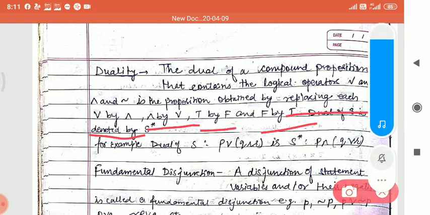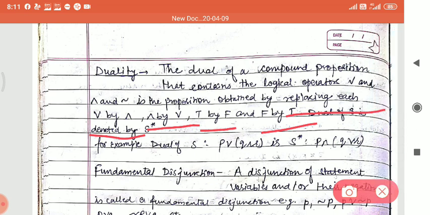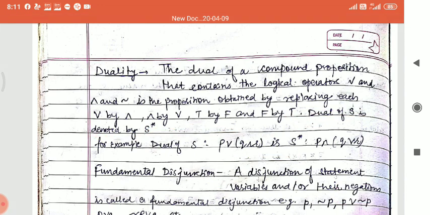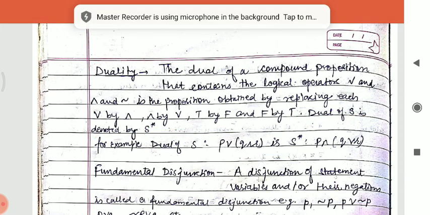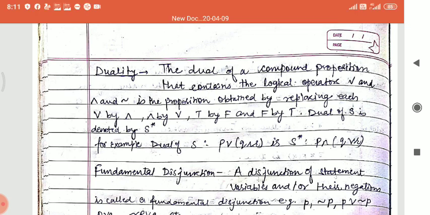In this case, you can see the example of the dual of S. S is one expression that contains disjunction and conjunction. Then disjunction will be converted to conjunction and conjunction will be converted to disjunction. If an expression contains true or false, they are reversed, meaning true by false and false by true. One important thing is that you don't have to change the negation. Negation will remain the same.